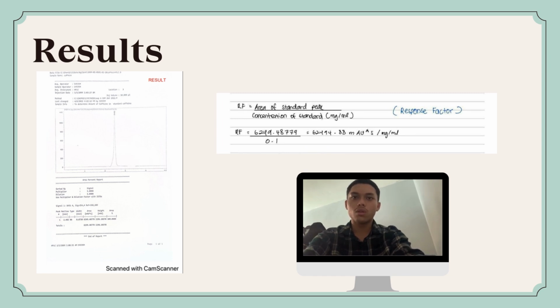concentration of standard mg/ml. And based on the data given under the graph, the area of standard peak is 6,249.48779, and the concentration of standard mg/ml is given in the lab manual, which is 0.1, and using the formula we get 62,494.88 mg/ml for the response factor.